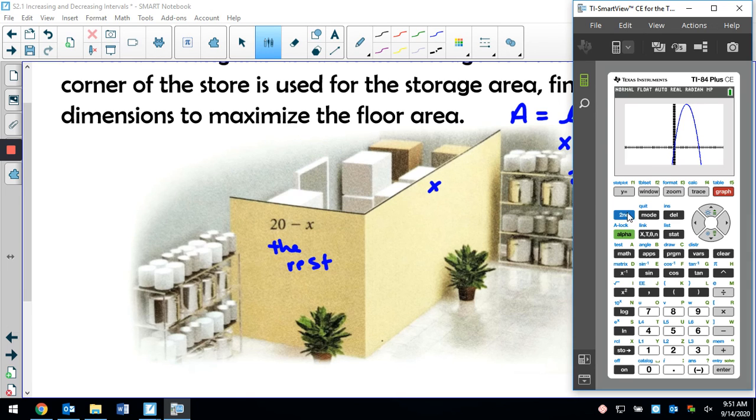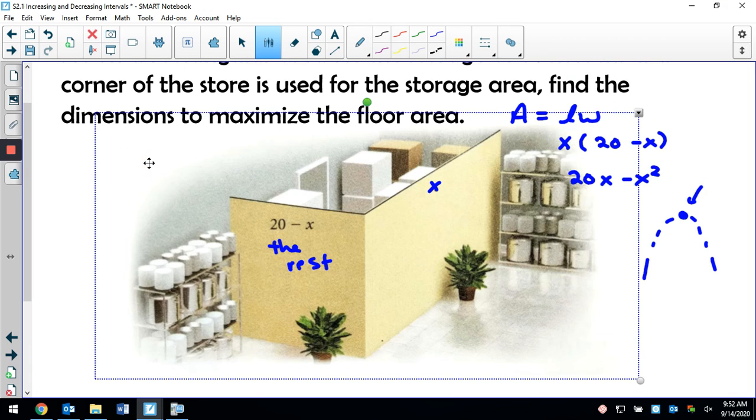So where is that high point? Let's go ahead and find it, right? Second trace, maximum value of this curve. There's my blinking cursor. I can barely see it. I'm going to scroll it and make sure it's on the left side and hit enter. Then I'm going to scroll it to the right side over here somewhere and hit enter. And now I'm going to take a guess and get right on top of it and hit enter. And it gives me the ordered pair 10, 100.